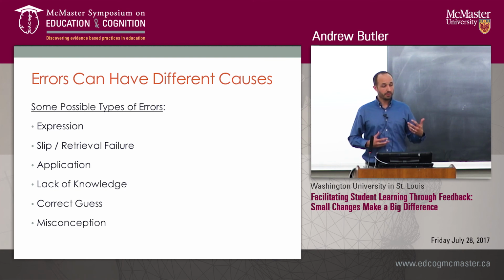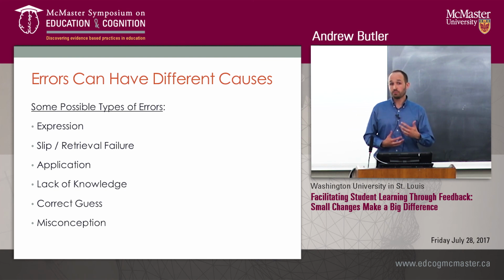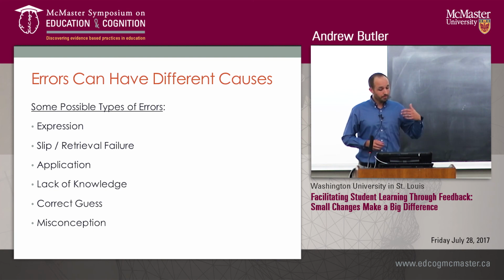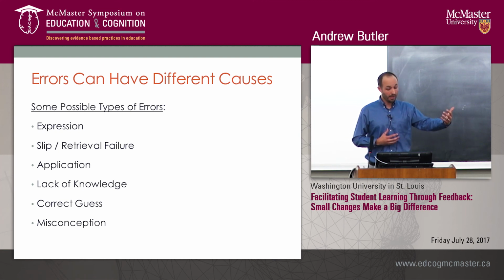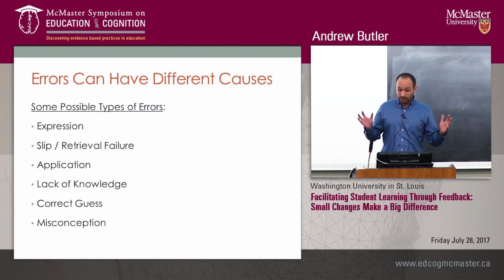And here are some possible causes of errors, right? A student may have the requisite knowledge but may fail to express it in that situation. They may make a calculation error or something. They may slip or fail to retrieve knowledge in that situation. They may have knowledge but fail to be able to apply it. They may completely lack knowledge or correctly guess. And finally, they might have a misconception.